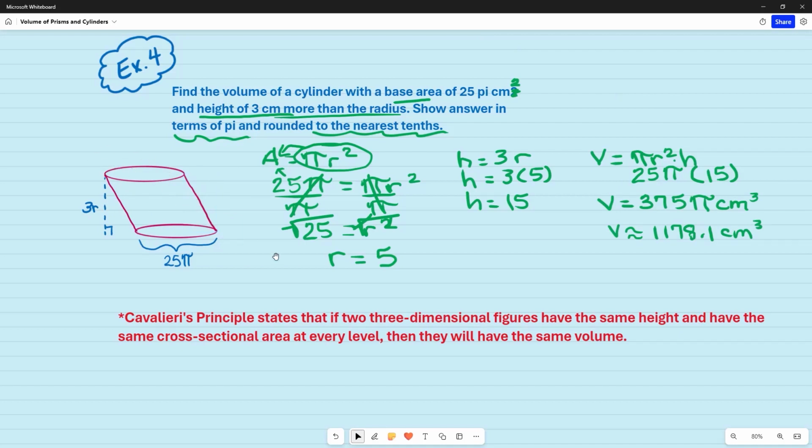And that applies to the prisms as well. So even if they're slanted, as long as they have the same height, then that means they're going to have the same volume.